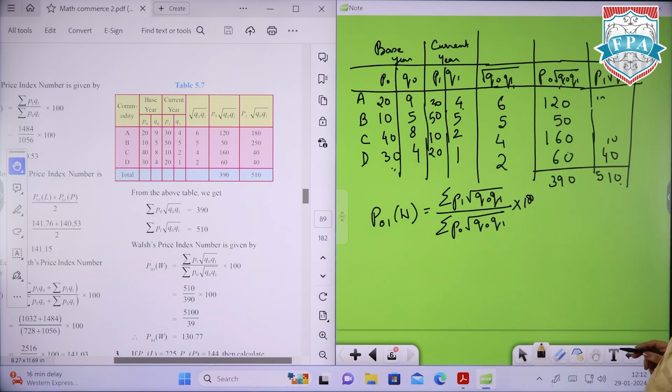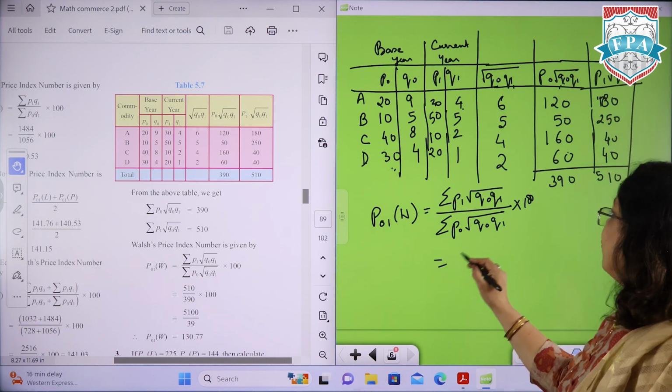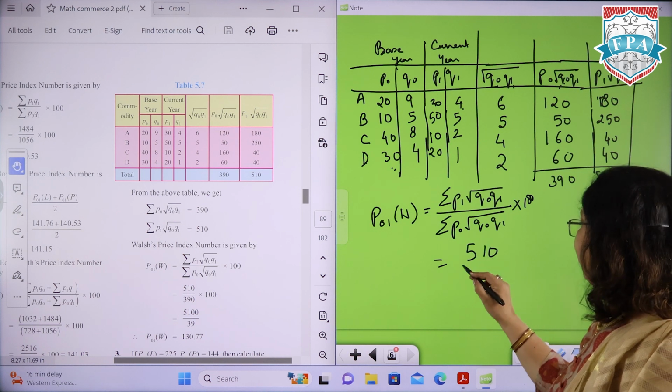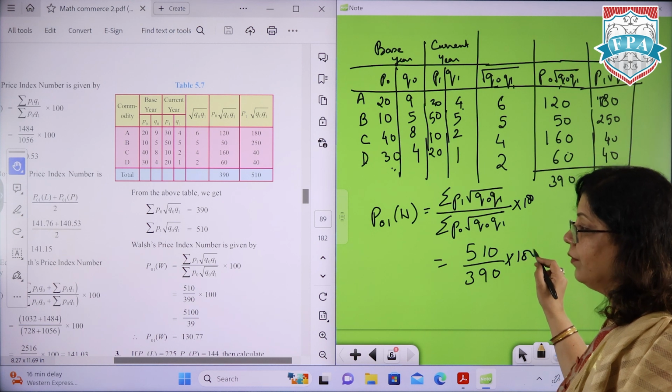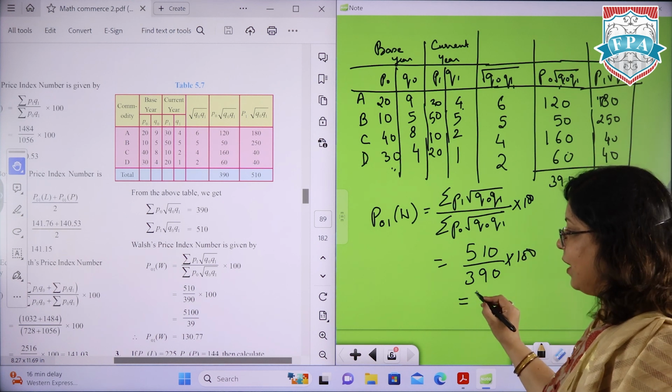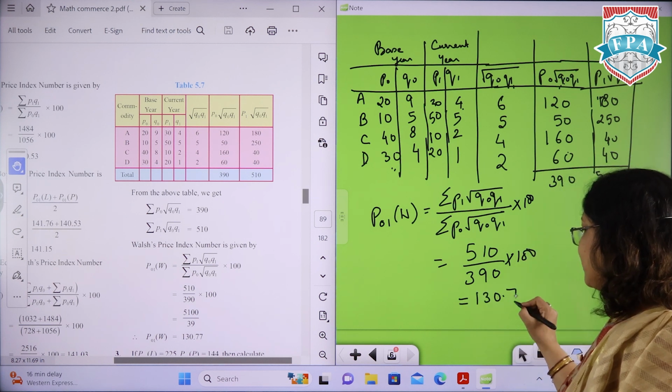Fine. So now we have corrected this. It is 180, 250, 40 and 40, which is 510. Put the values. The value will come as 510 by 390 multiplied by 100. And then you'll get the answer as 130.77.